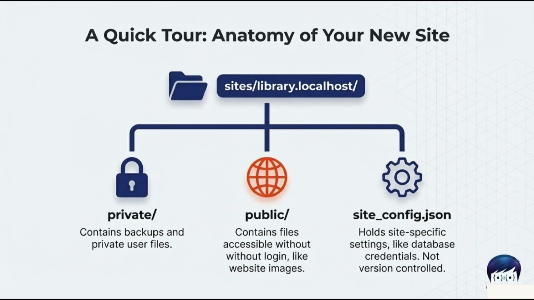While that creates, let's look at the anatomy of your new site. Inside the sites folder, you will see library.localhost. The public folder holds files accessible without login, like images. The private folder keeps your backups and sensitive user files safe. And site_config.json is the brain. It holds your database credentials.